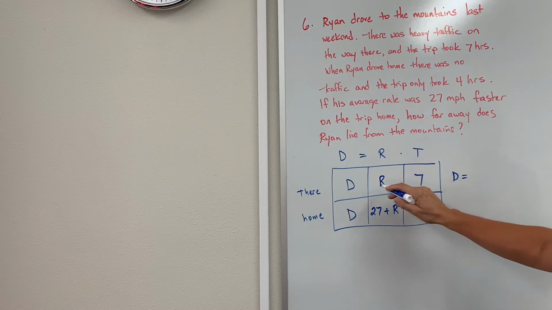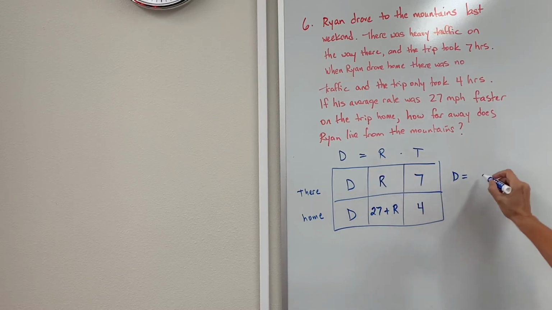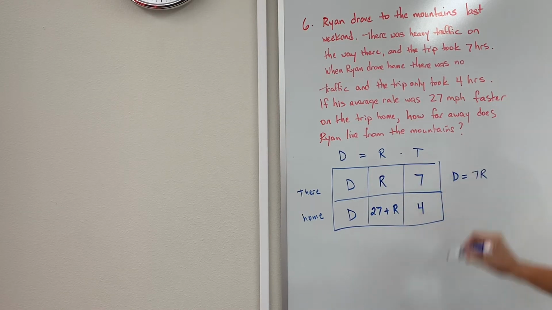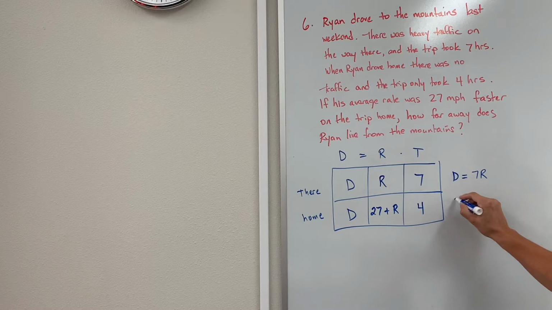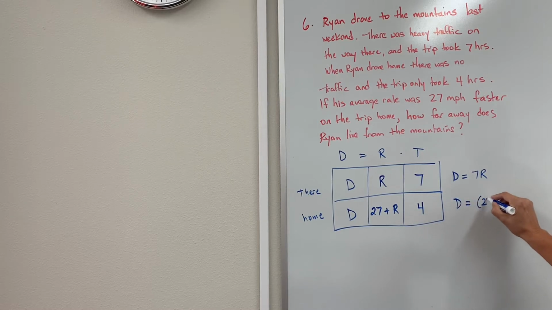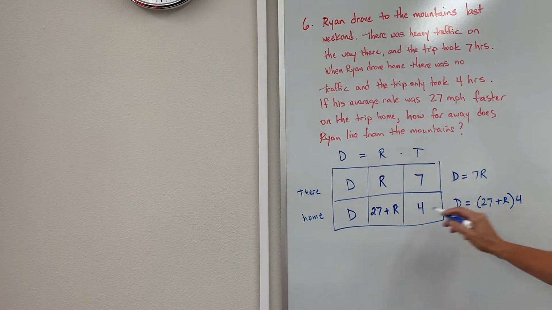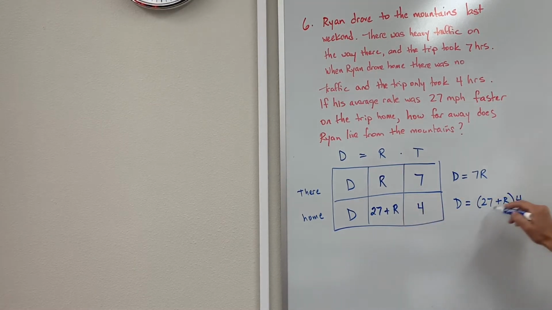So here I have D equals R times 7, which we would typically write as 7R. We usually put the number in front of the letter. And then I've got D equals 27 plus R times 4. So I could put my 4 there. Notice because I have 2 terms in there, I put it as a parentheses.